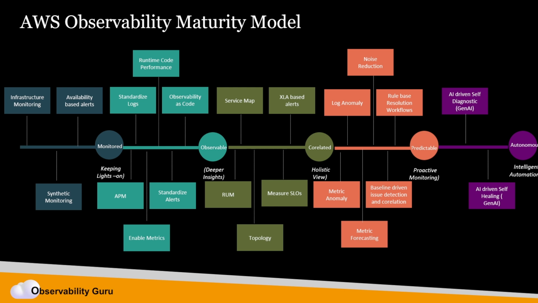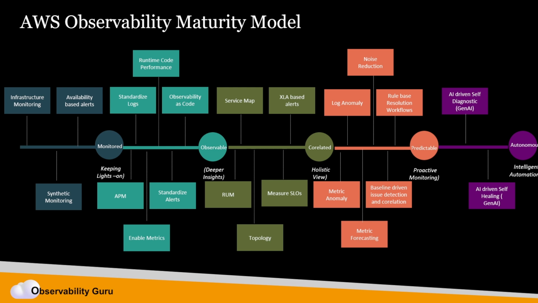And we can use things like DevOps Guru to look at our entire platform. And then we have rule based resolution workflows at the backend. Based on the alerts and failure points, we can automate things. And this is a very advanced stage where we are very proactive. And finally, we will be at autonomous, which is about self-diagnostic and self-healing. Right.